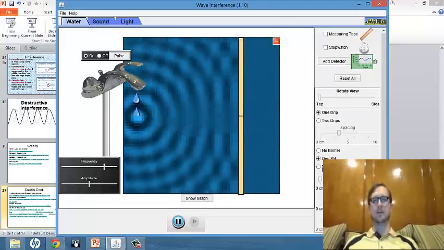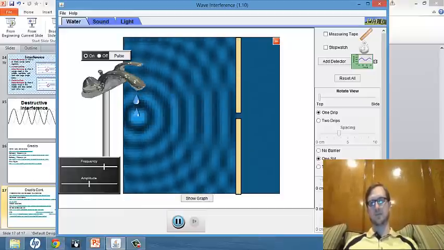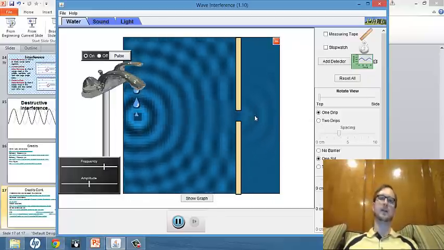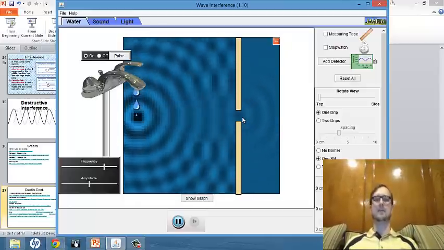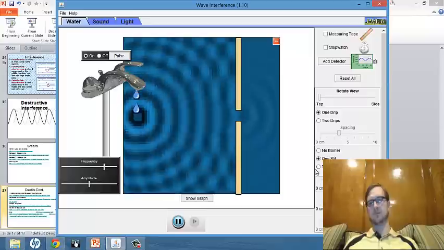Now if I take my barrier and I open up this little spot in the middle, I can see the wave starting to diffract through, spreading out through that opening. And you can see that this spot right here is acting as if it is another focus point, another point where a wave is emanating from.